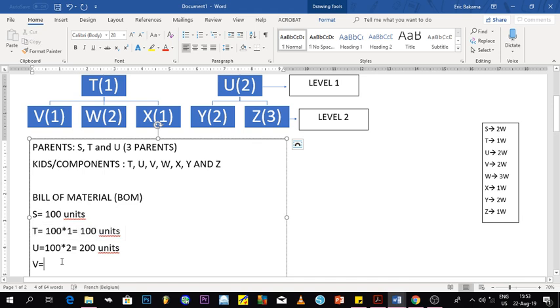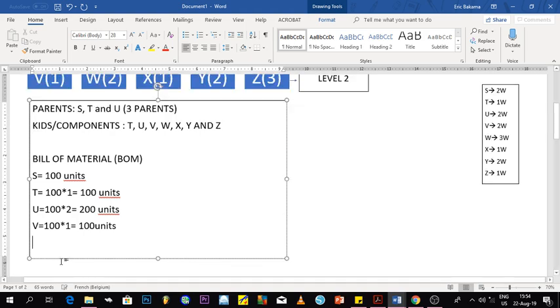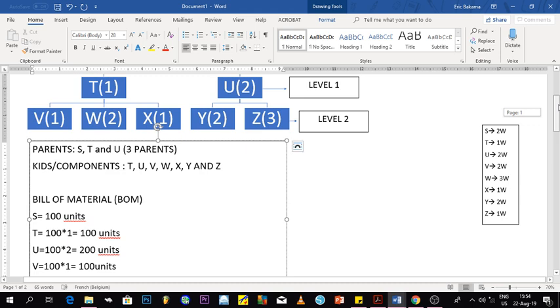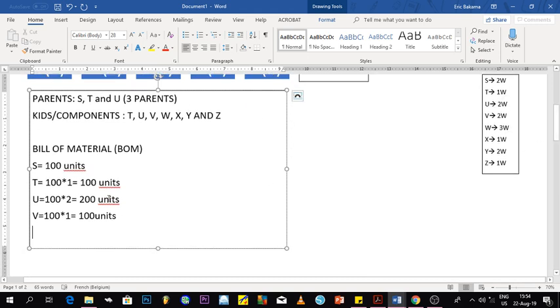In this case it is 100, so it will be 100 times 1, which is equal to 100 units. Then we do the same thing for W. W is coming straight after below T, so we look at T. For us to manufacture 1 T, we need 2 W's. So we look at the W here is equal to T, which is 100 times 2, which is equal to 200 units.